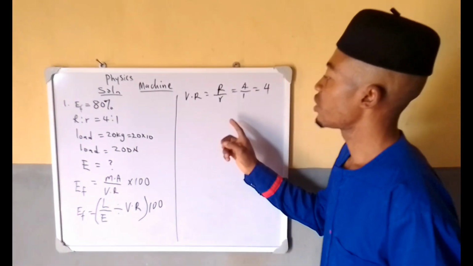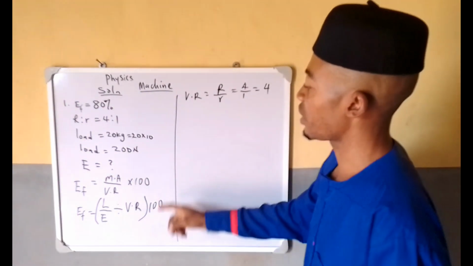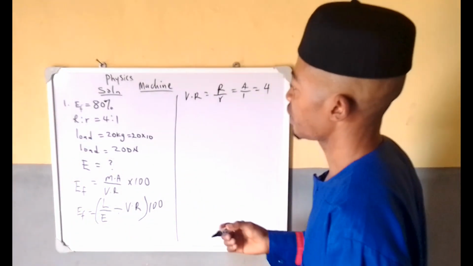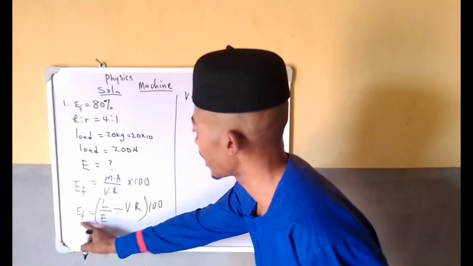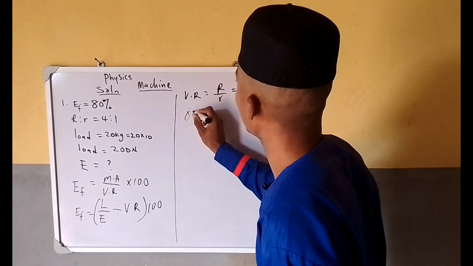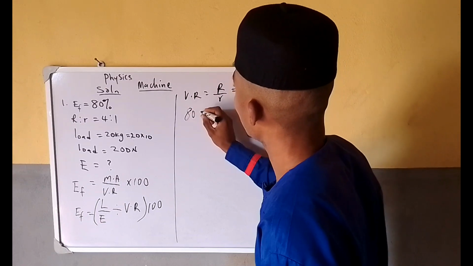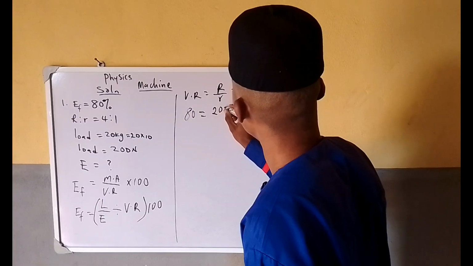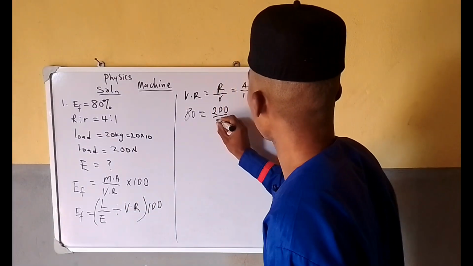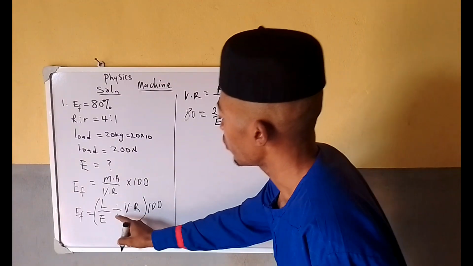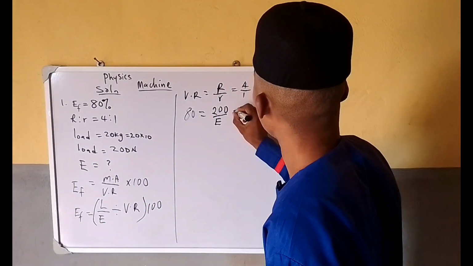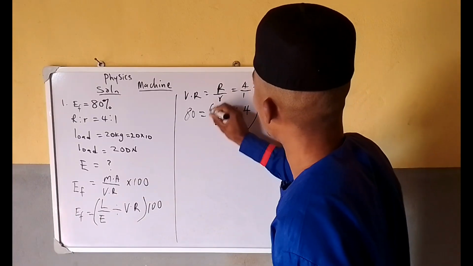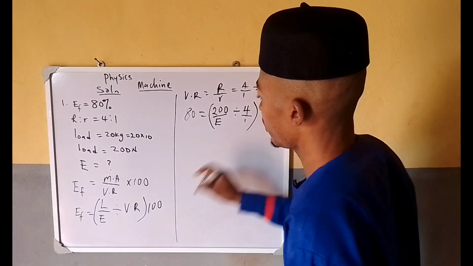So let's substitute the parameters now. We have gotten all the parameters into this formula for efficiency. That efficiency is 80. Instead of writing efficiency there, we put 80 is equal to load, which is 200, divided by E, which is unknown, then divided again by velocity ratio, which is 4, multiplied by 100, this 100 outside.